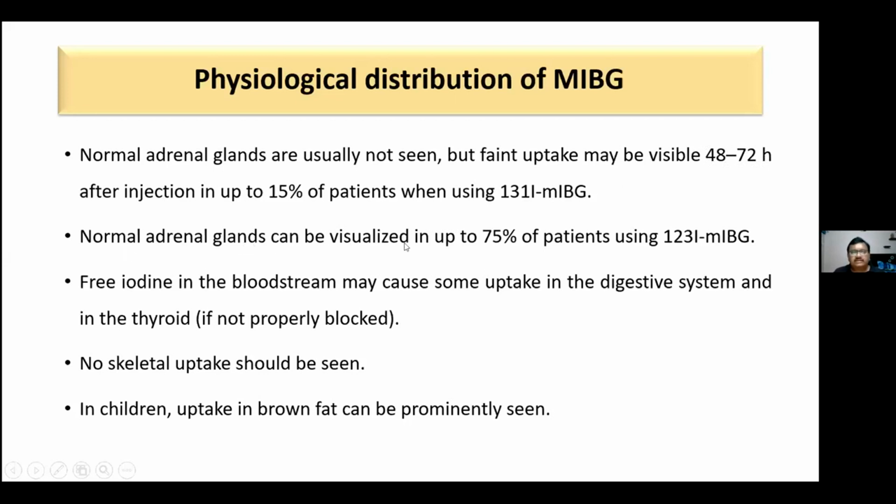Normal adrenal glands can be visualized in up to 75% of patients using I-123 MIBG, not I-131. Free iodine in the bloodstream may cause some uptake in the digestive system and thyroid if not blocked. No skeletal uptake should be seen. In children, uptake in brown fat can be prominently seen.